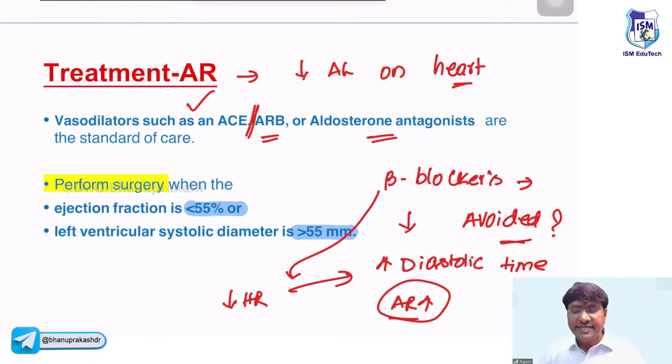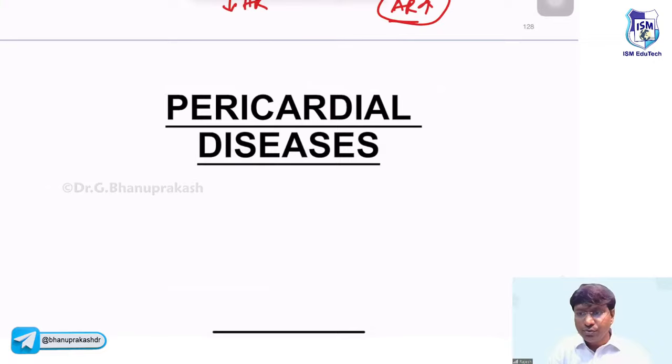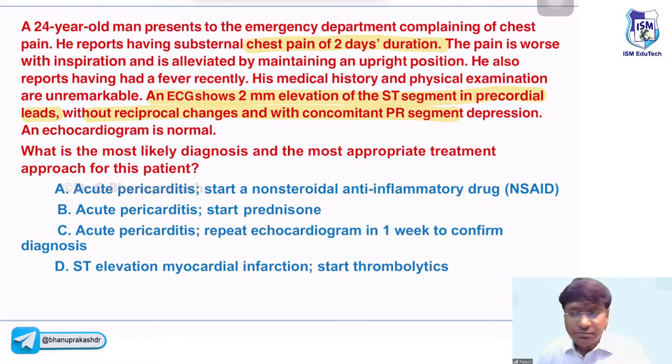Now we will move on to the discussion of pericardial disorders. In pericardial disorders, sometimes you may get lengthy clinical questions, and let me see who can answer this one. The rule of thumb, whenever you get a lengthy clinical question, is to read the last sentence first. The most likely diagnosis and most appropriate treatment for this patient.